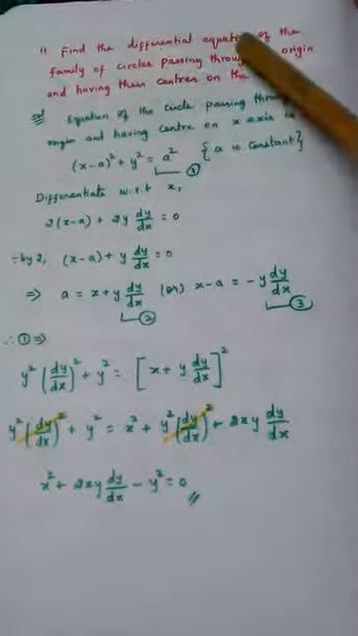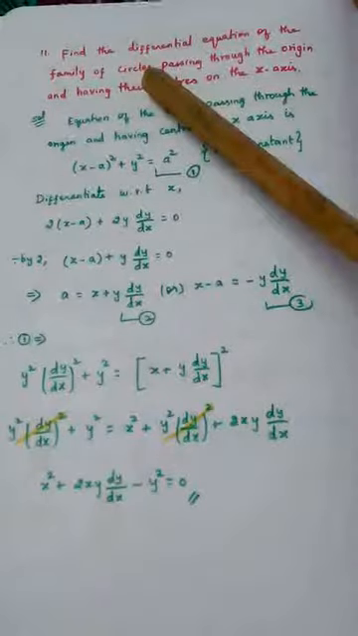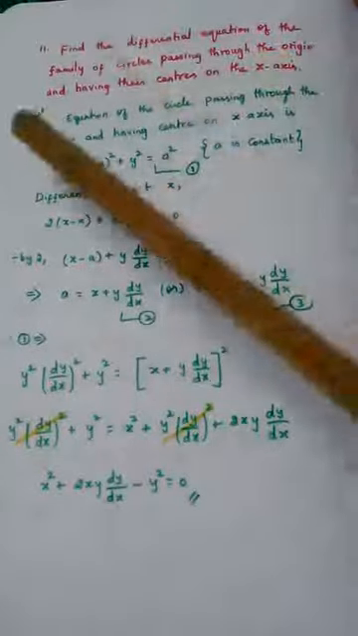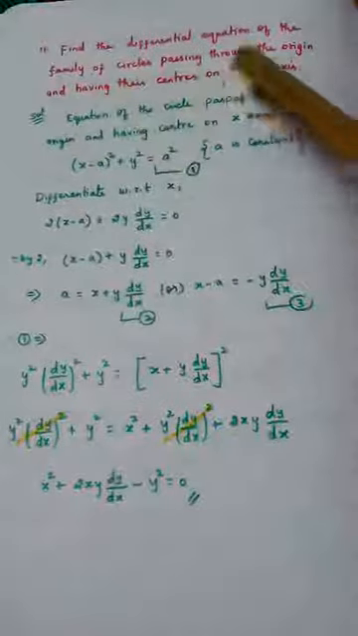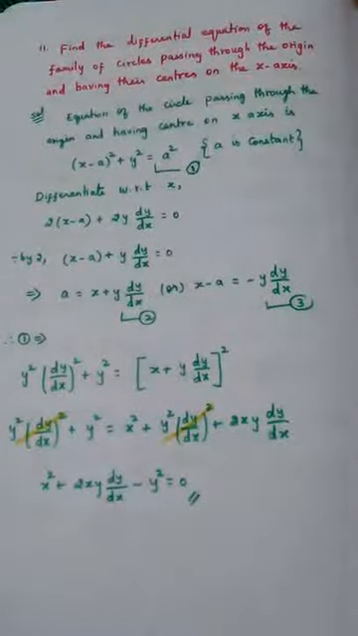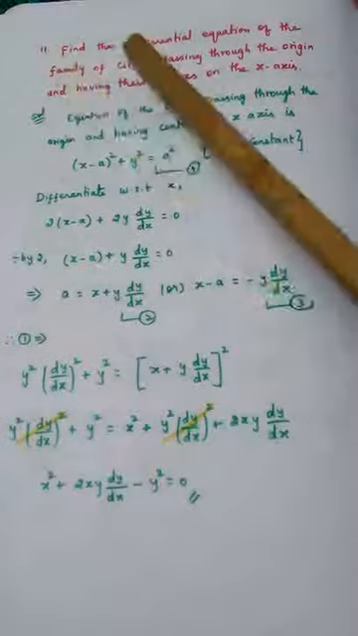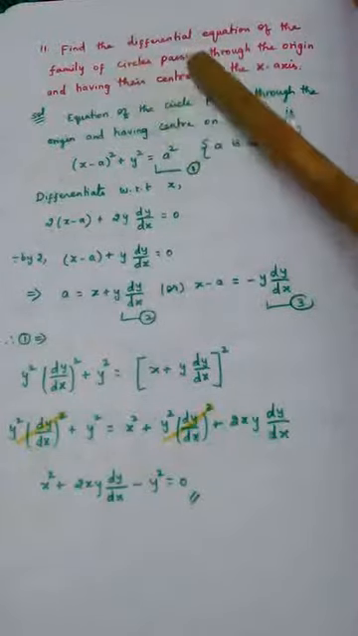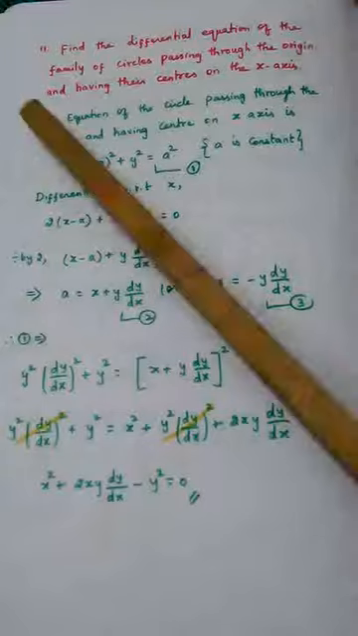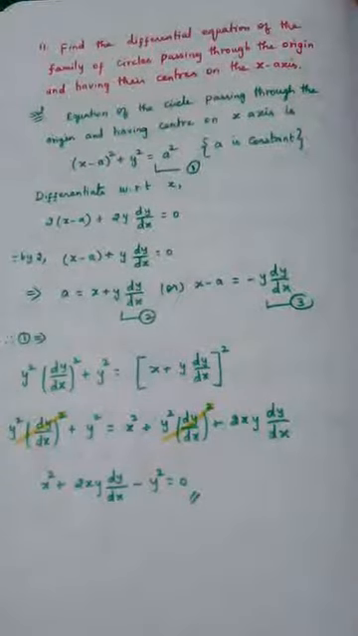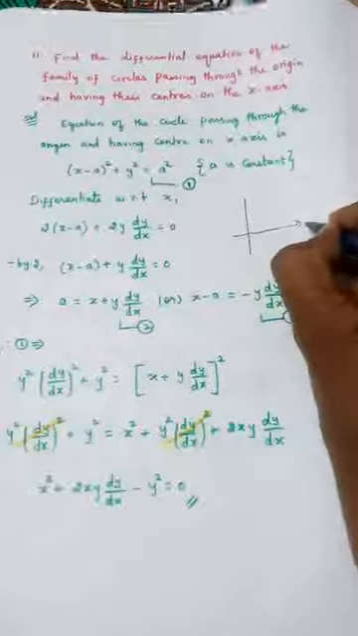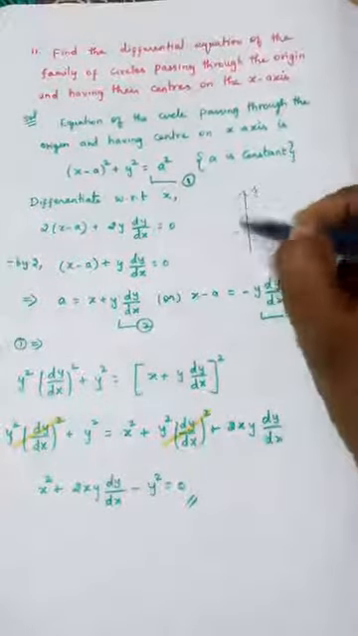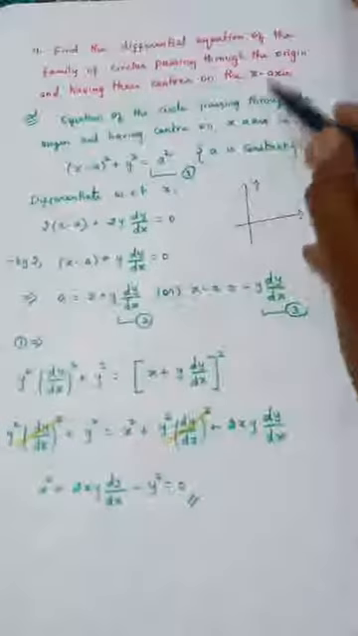Find the differential equation of the family of circles passing through the origin and having their centers on the x-axis. What is the geometrical problem given? We need to find the differential equation of a family of circles. The condition is that they should pass through the origin and have their centers on the x-axis. If I want to draw the diagram, suppose this is the x-axis and y-axis, we need to draw circles which pass through the origin and have centers on the x-axis.